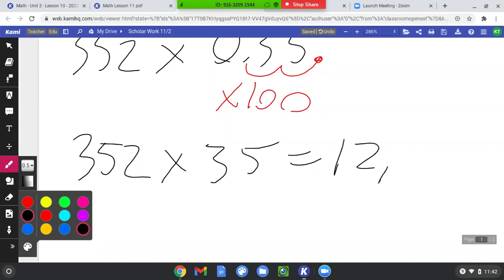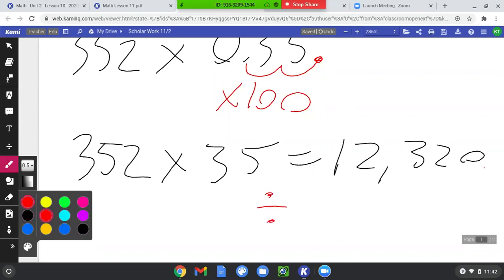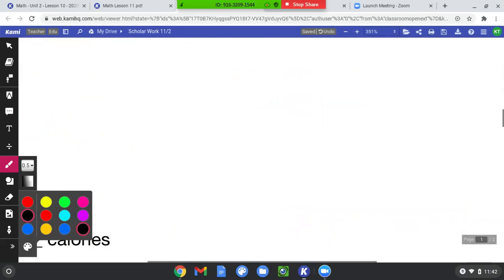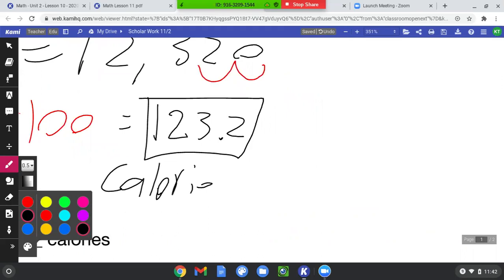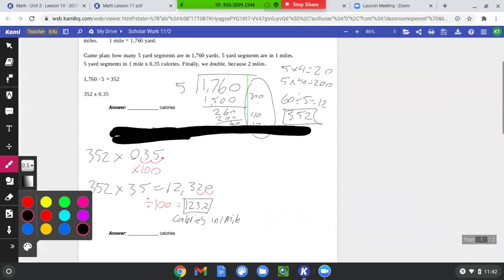So that is going to be 12,320. I am not done yet. I need to now do the opposite of multiply by 100, and I divide by 100. So that gets me 123.2, 123 and 2 tenths. Are we done? That's how many calories she would burn in 1 mile. Well, Queen Bee, remember, she is running 2 miles.